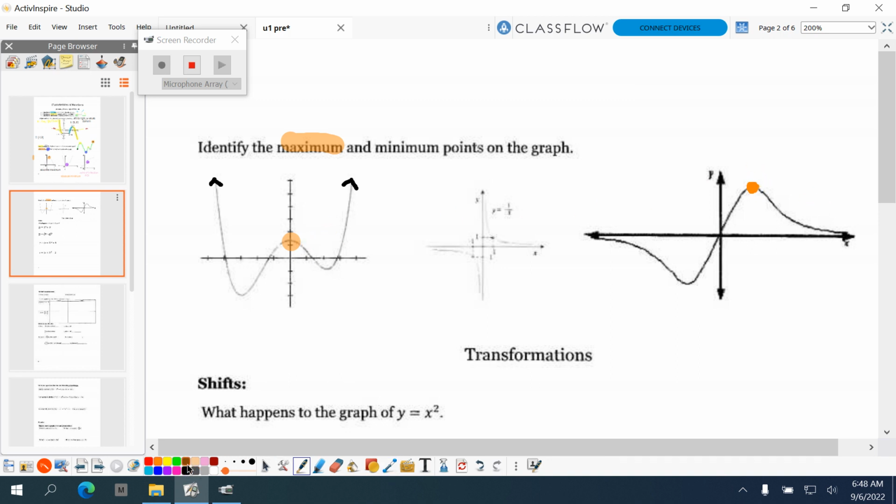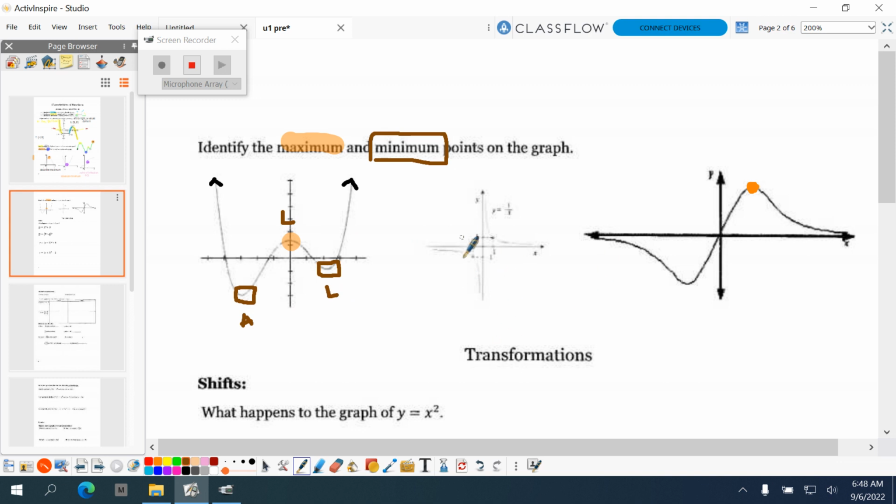So let's look at our minimums. And I'm going to make these brown. In fact, I'll put a little box. So here we have a minimum, and here we have a minimum. So which one's local and which one's absolute? The lowest point is absolute. This is absolute. This is local, and this is a local max.